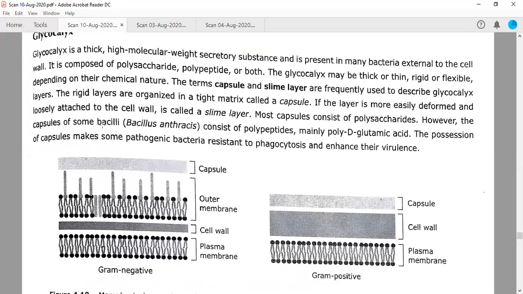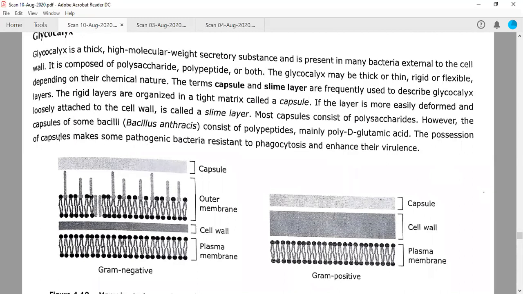However, the capsule of some bacilli, for example Bacillus anthracis, consists of polypeptide, made up of D-glutamic acid. This is not a sugar, this is an amino acid. Normally L amino acids are present, but this is poly-D-glutamic acid. Glutamate is an amino acid represented by the letter E. Aspartate is D.